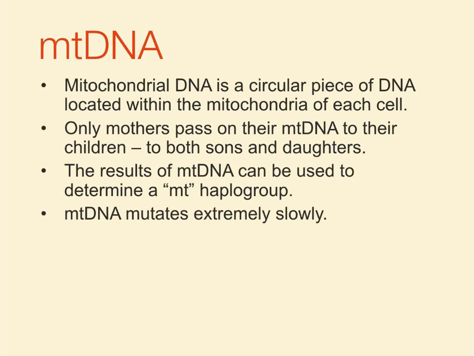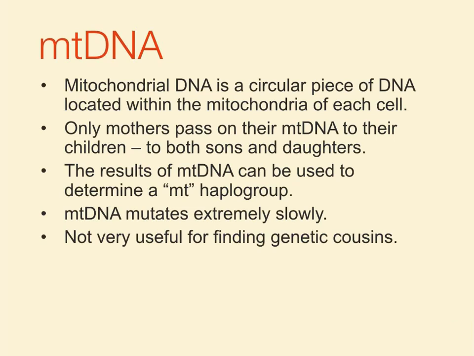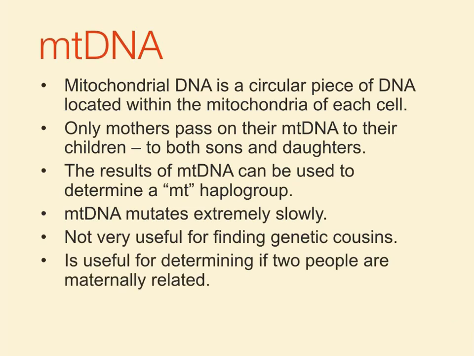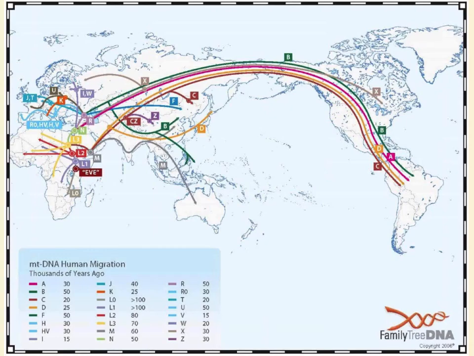mtDNA mutates extremely slowly, even more slowly than the Y-DNA. And it has limited use for finding genetic cousins, but it is useful certainly for determining if two people are maternally related or not. So here's an example of what the haplogroups for the mtDNA look like. I happen to belong to the T haplogroup for my mitochondrial DNA.